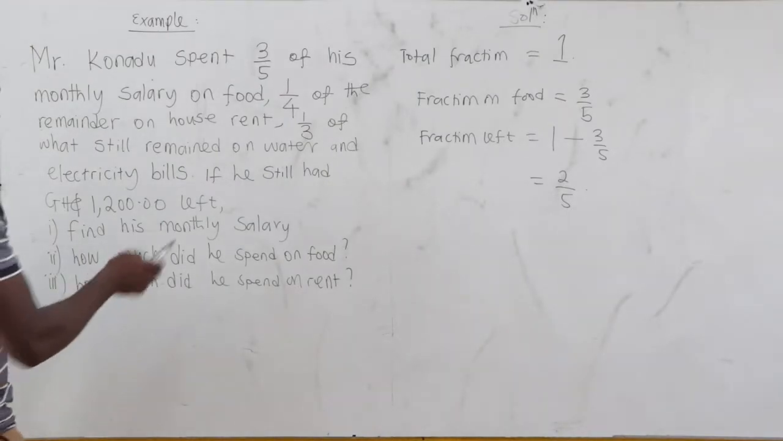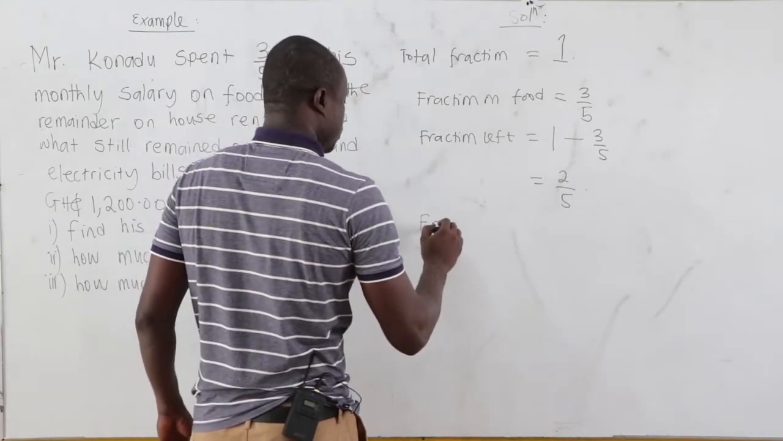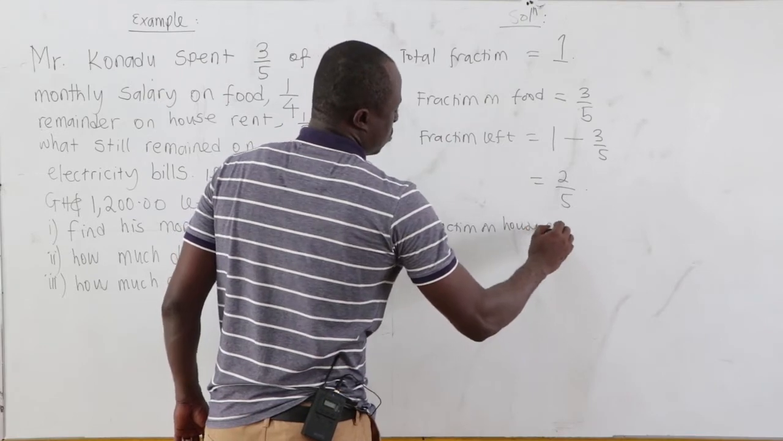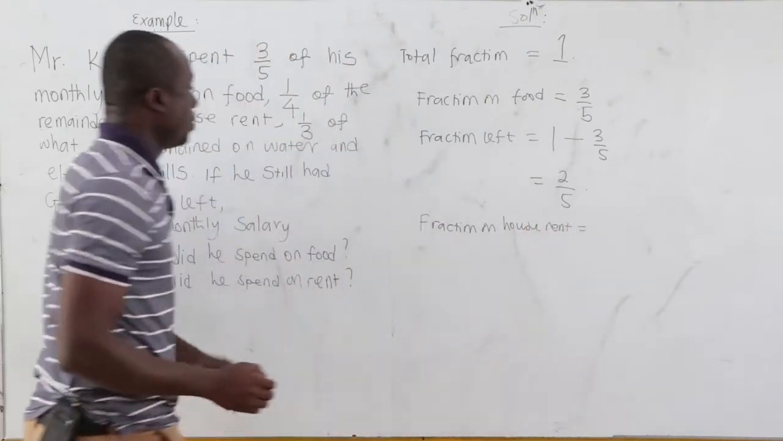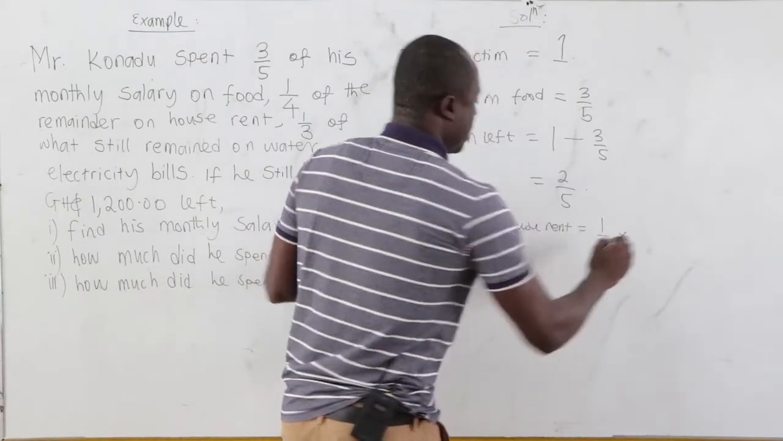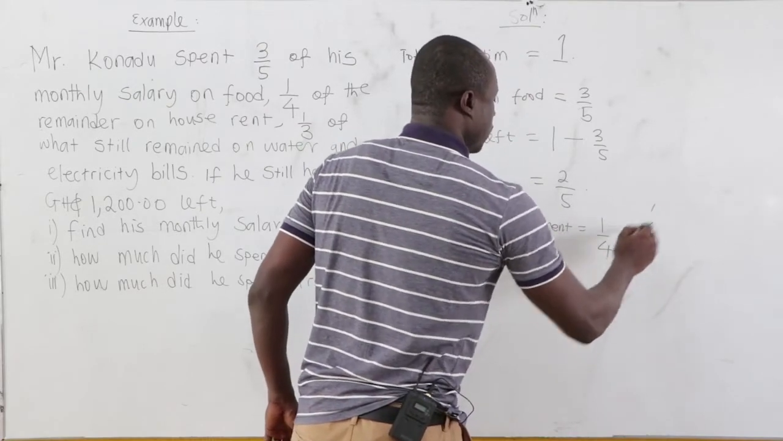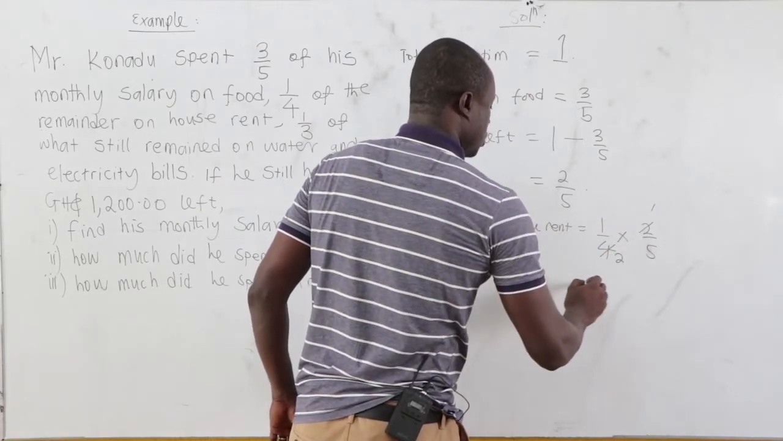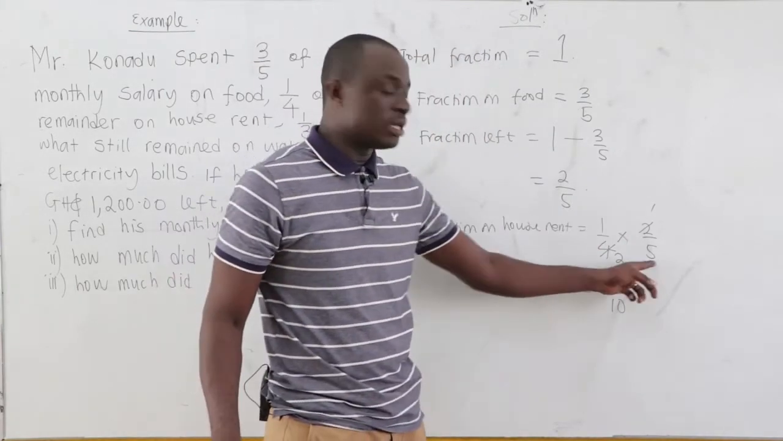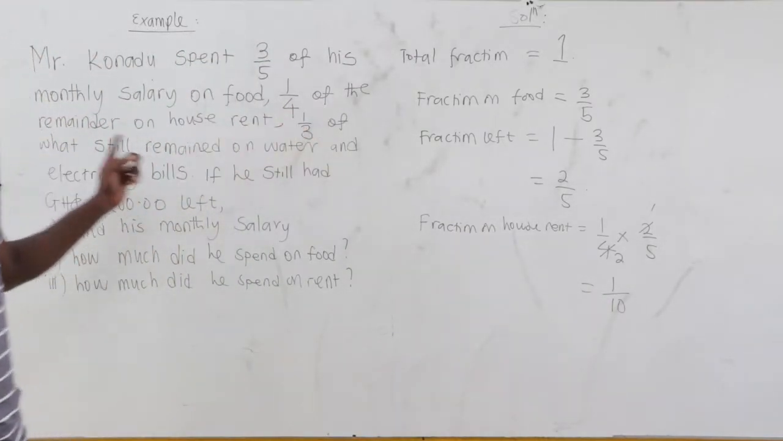Now, we are being told that 1/4 of the remainder on house rent. So fraction on house rent. So we are being told that 1/4 of the remainder, so 1 over 4 of the remainder. Now the remainder is 2 over 5. Now 2 going into 2 once, 2 going into 4, that is 2 times. So we have 1 over 10. 1 times 1, 1. 2 times 5, that is 10. So 1/4 of the remainder on house rent.